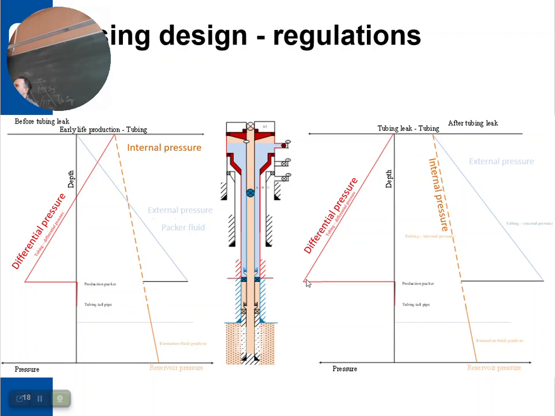So the tubing leak leads to all the stresses that the tubing normally sees will be transferred to the production casing, but the production casing has its own properties, right? It has a different annular fluid. It has its cement in a different spot. It has a packer set somewhere. So this case needs to be investigated for the production casing.